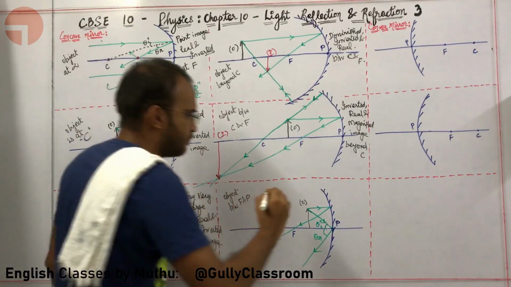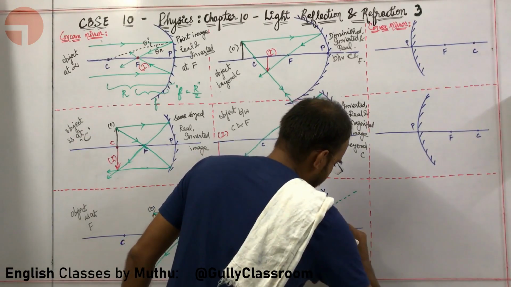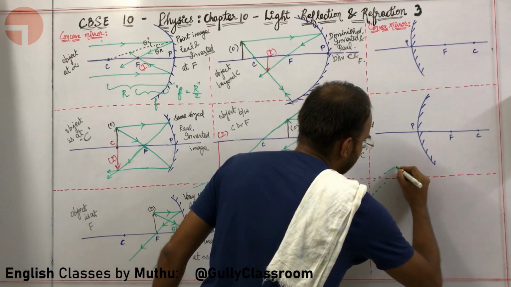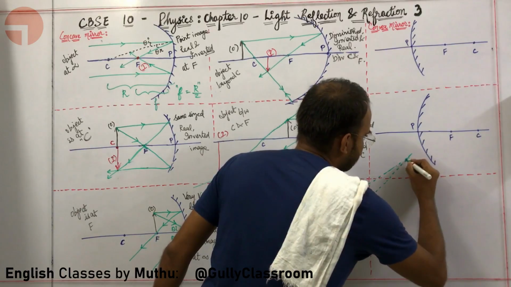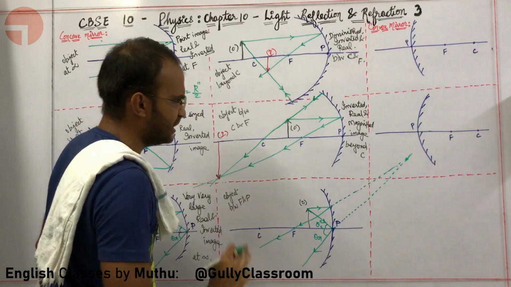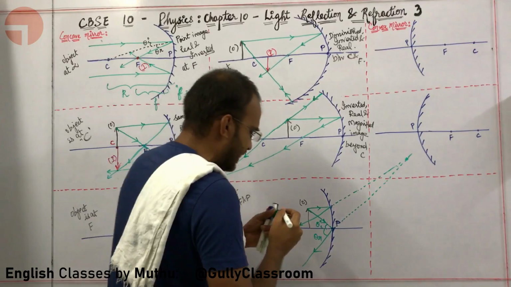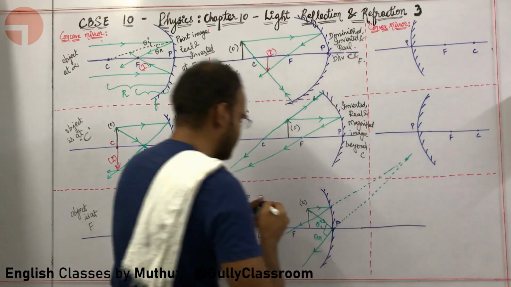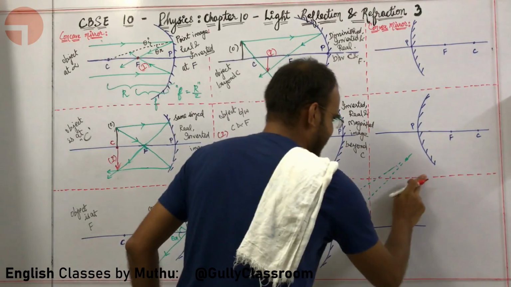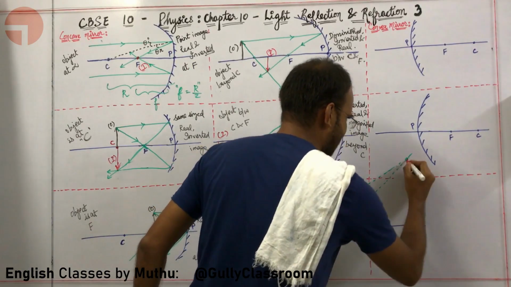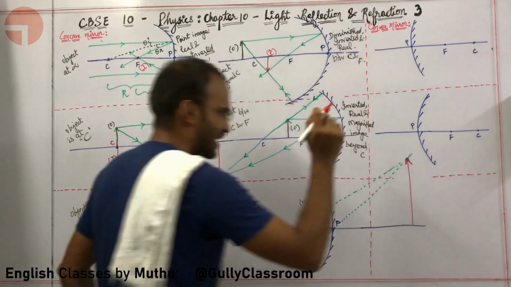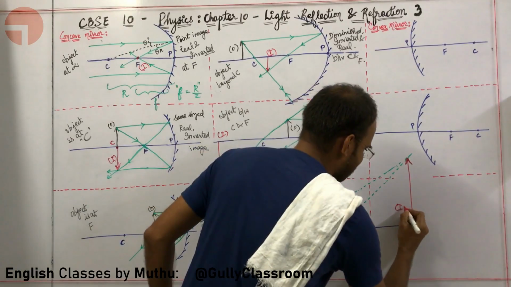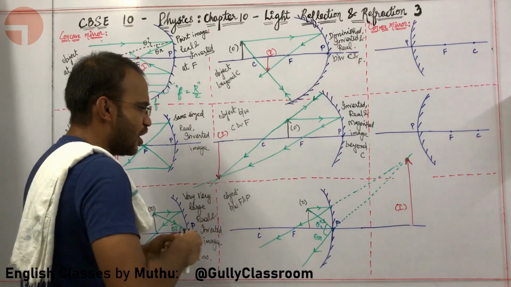In order to get that point, I am going to extend these lines. Okay, now what is happening? Sir, these lines are meeting right over here. That is fine. Let us extend the principal axis and put our enlarged, virtual, erect image. Yeah, so this is our image. Here, this is our object.